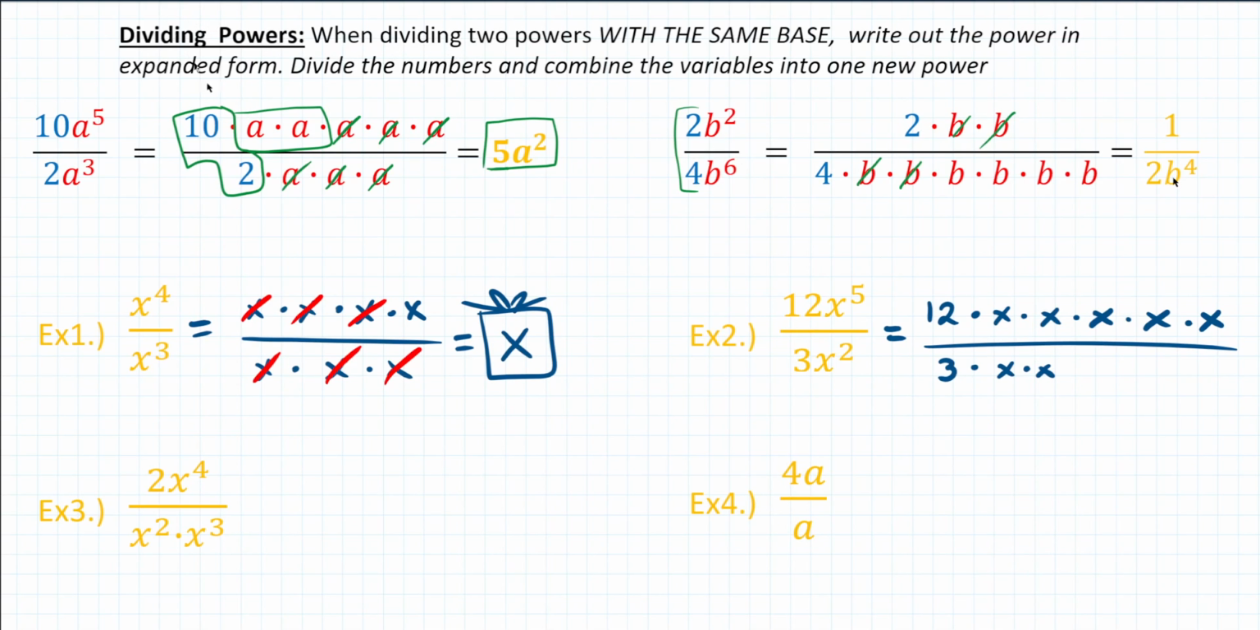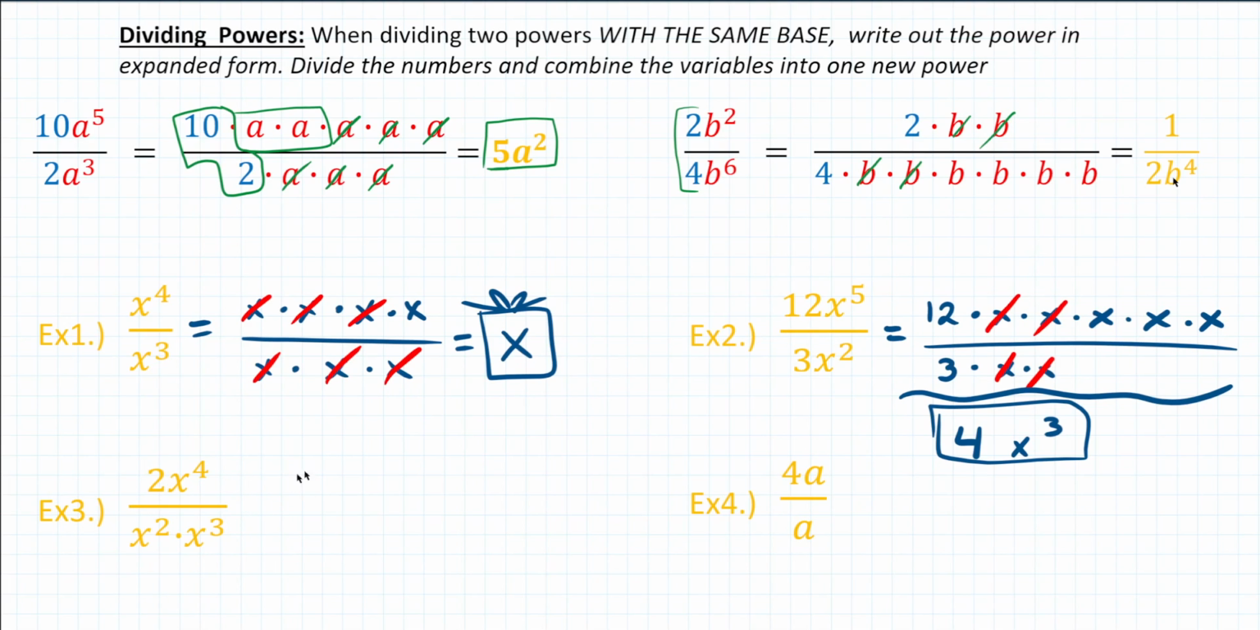All right. Slice and dice any common x's. There you go. We have 2 of them to get rid of. And then 12 divided by 3 is 4. I got 3 x's left over, so 4x cubed, or 4x to the 3rd power. Cool. Let's go to example 3 here in the bottom left.